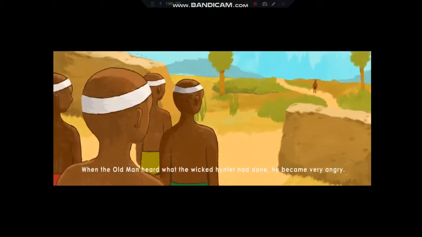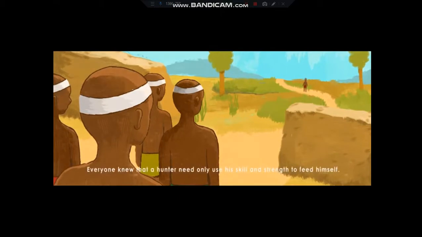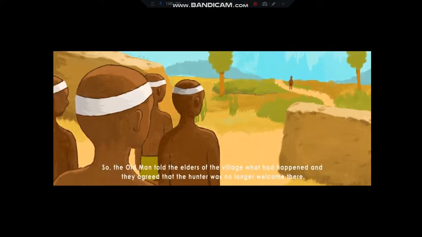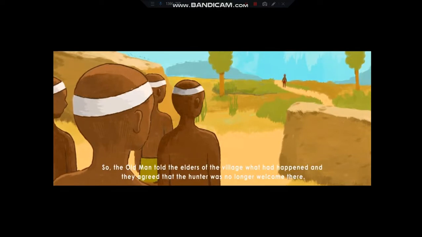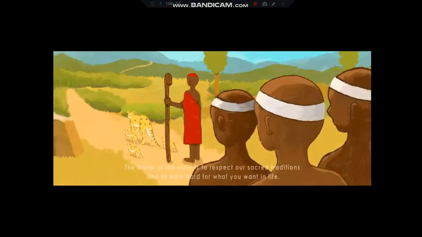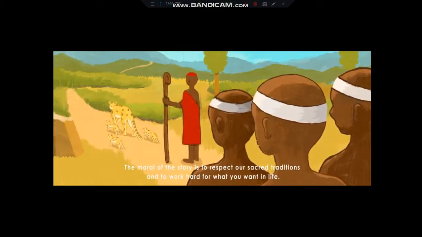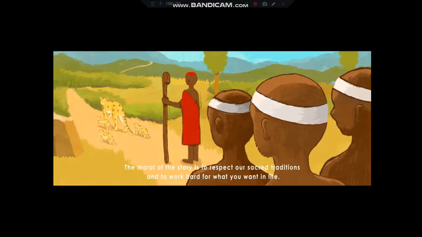When the old man heard what the wicked hunter had done, he became very angry. Everyone knew that a hunter need only use his skill and strength to feed himself. So the old man told the elders of the village what had happened, and they agreed that the hunter was no longer welcome there. The moral of the story is to respect our sacred traditions and to work hard for what you want in life.